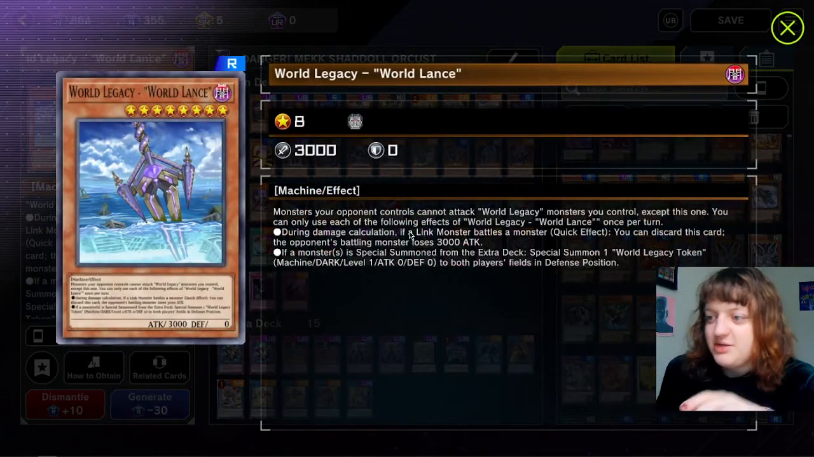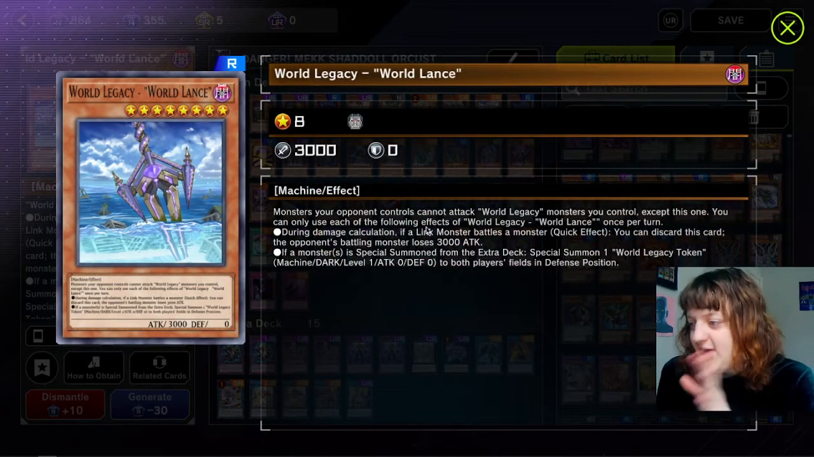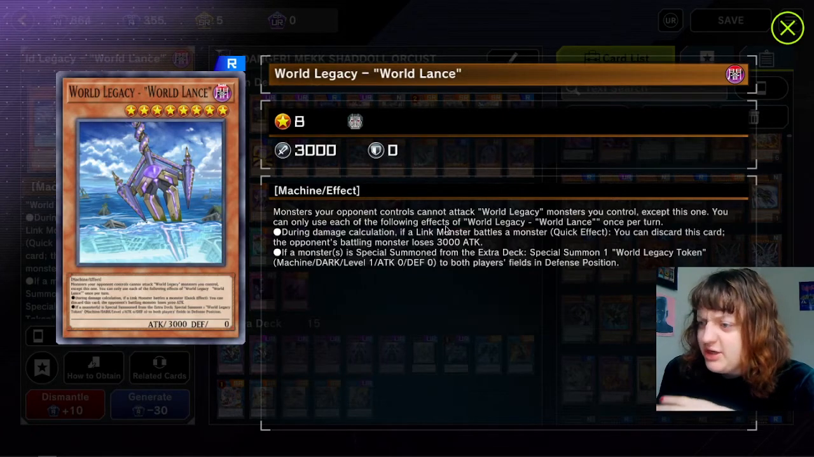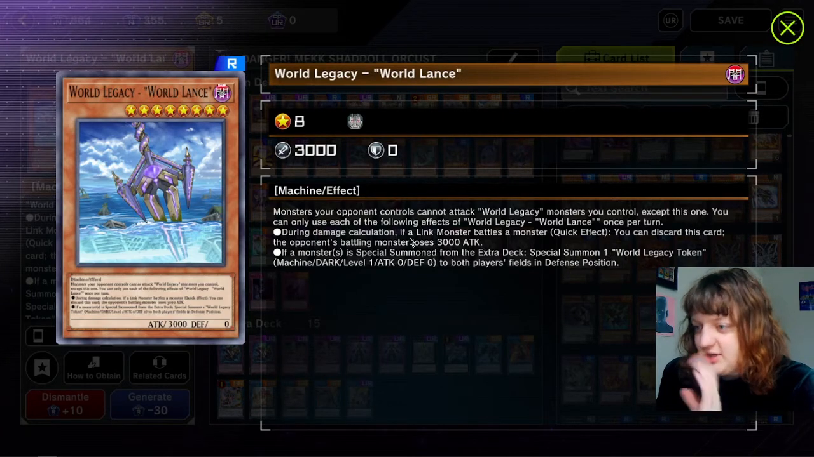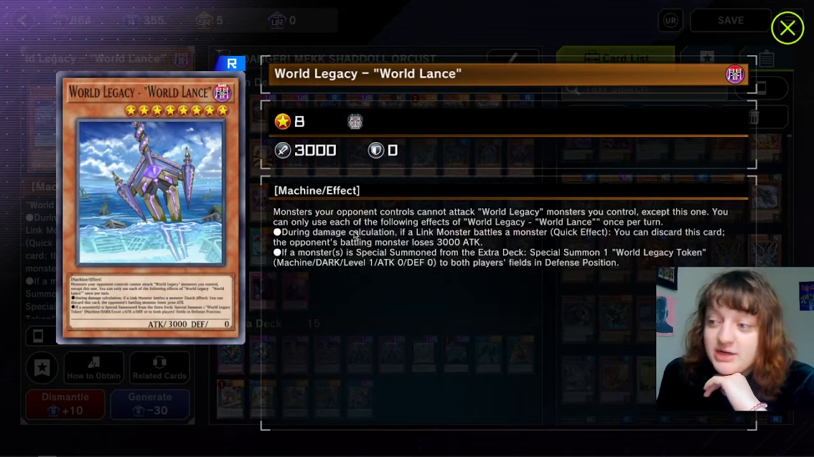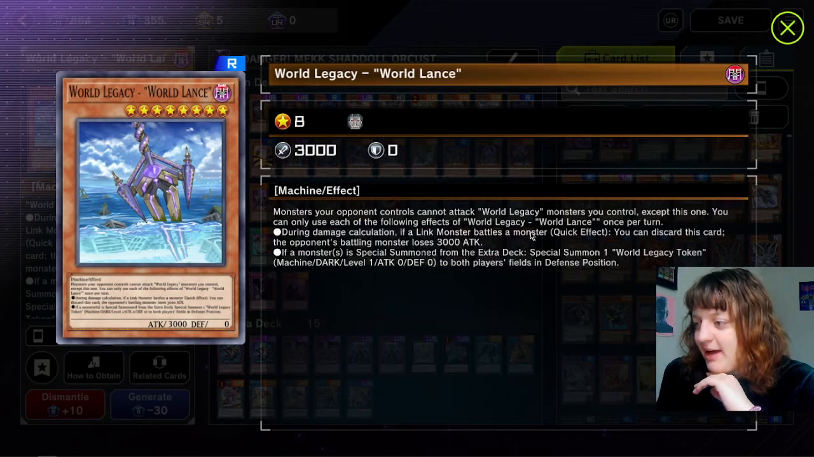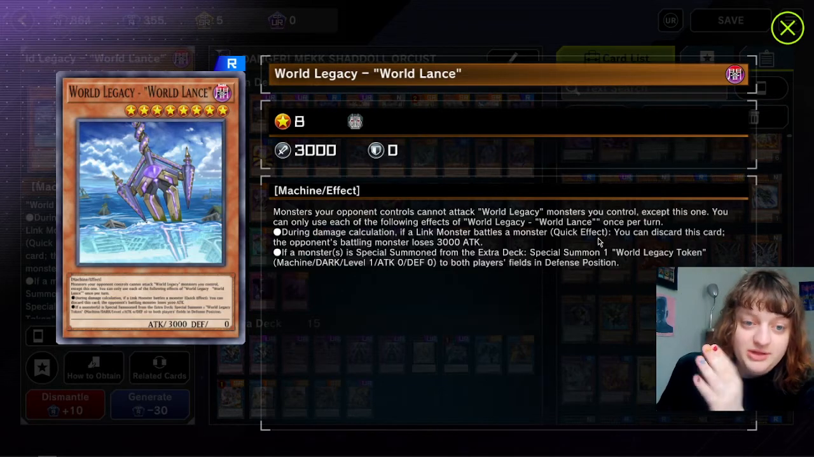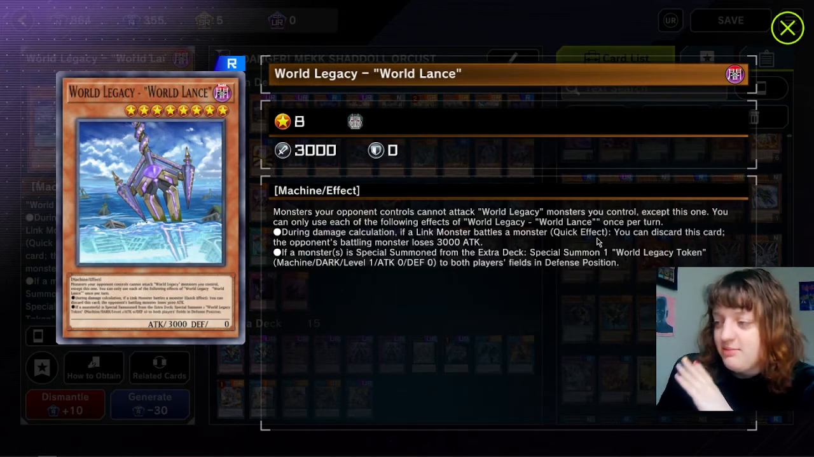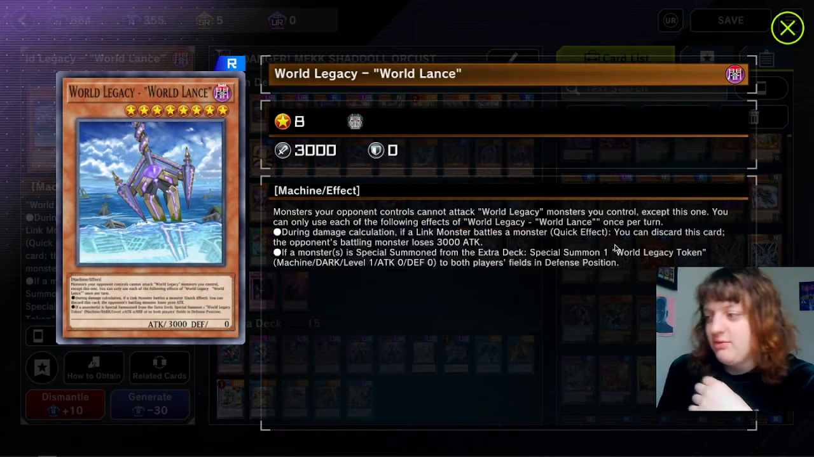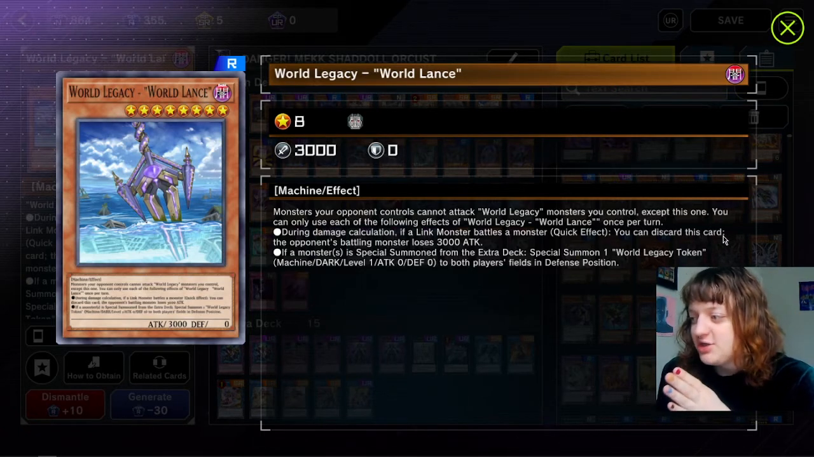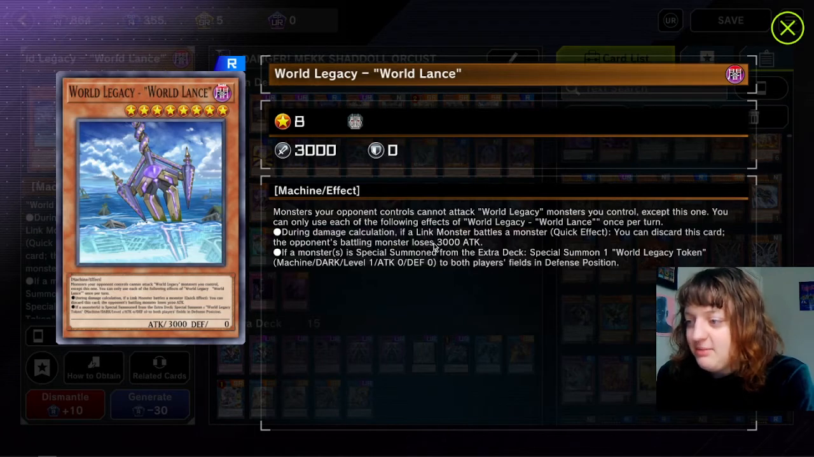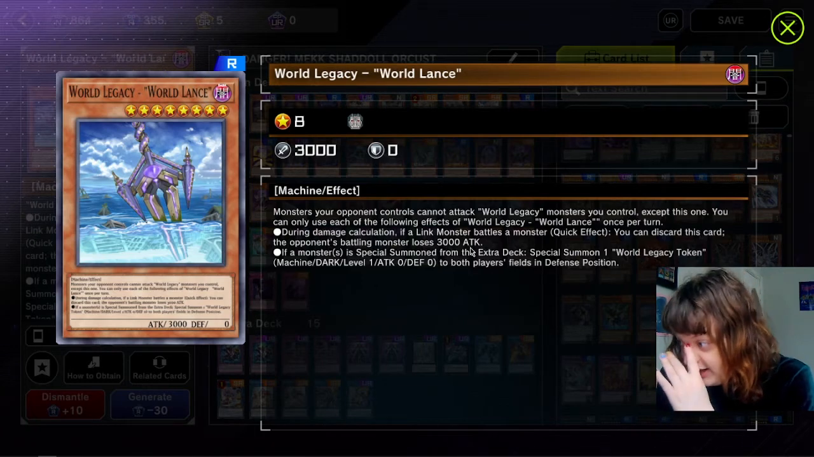Let's look at this, World Legacy, World Lands, right? It has monsters can attack, whatever. You can use each of these effects once per turn, and here we read the effect. During damage calculation, if a Link Monster battles a monster, Quick Effect, and then we have the colon there, right? Anything before the colon is kind of like the condition. You can discard this card, and then here we have the semicolon. The opponent's battling monster loses 3,000 ATK, right?